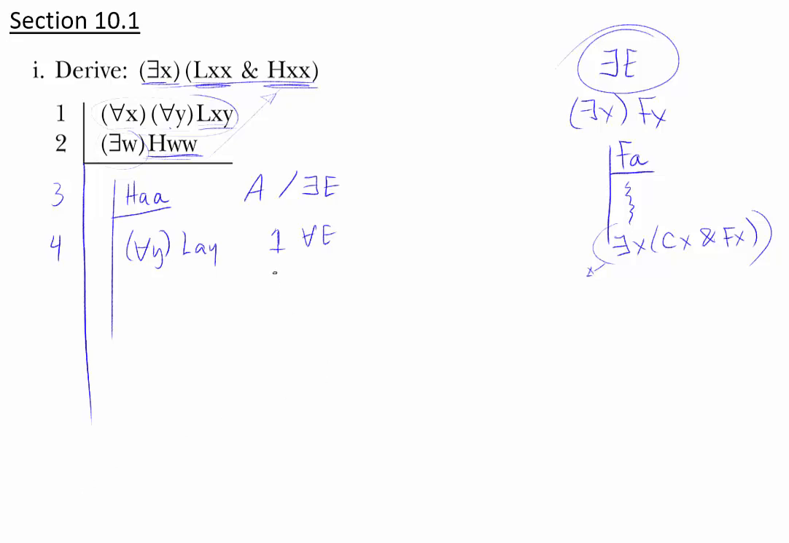And then correspondingly, if I do that again, then I'm left with Laa. Well, now I have Haa and Laa. So let me just straightforwardly AND those together by conjunction introduction. Now, if we have this, and we know that that works for some constant, then we can do existential introduction and get what it is that we want to derive.